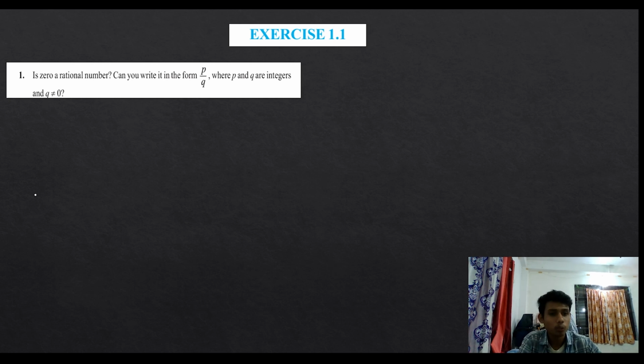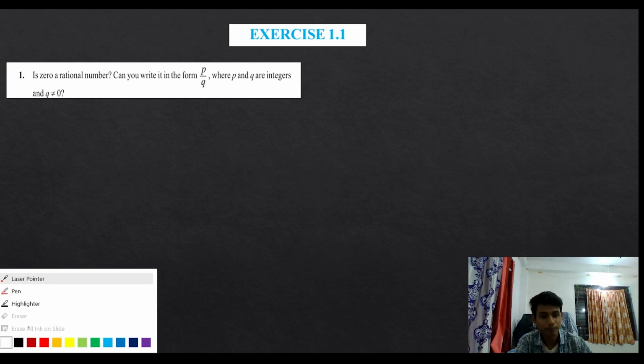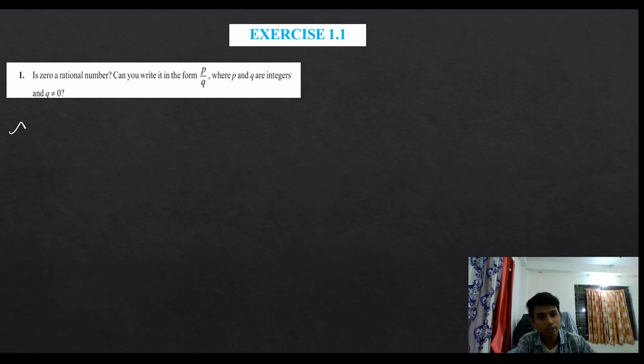Now let us come to the exercise. So question number 1 says here, is 0 a rational number? Can we write it in the form p by q, where p and q are integers and q is not equal to 0? So the answer is yes.